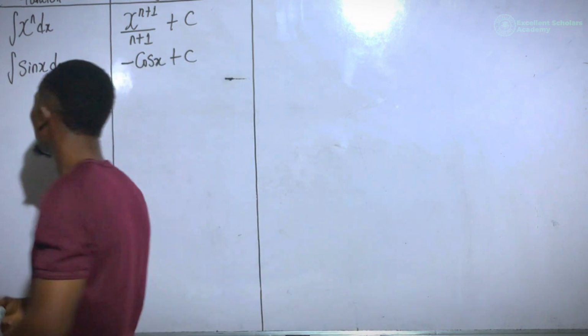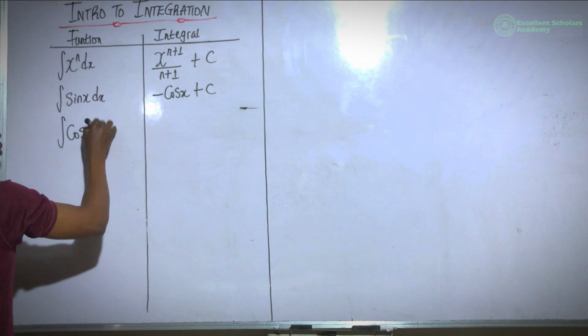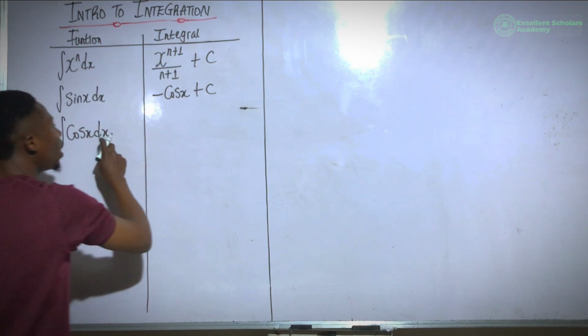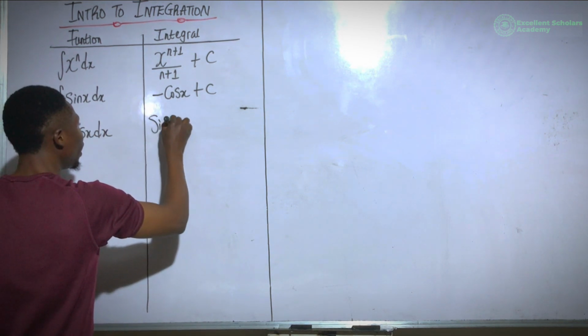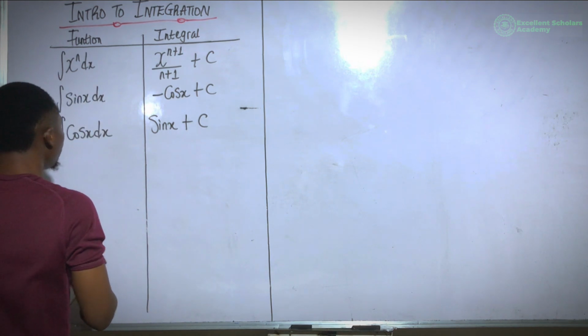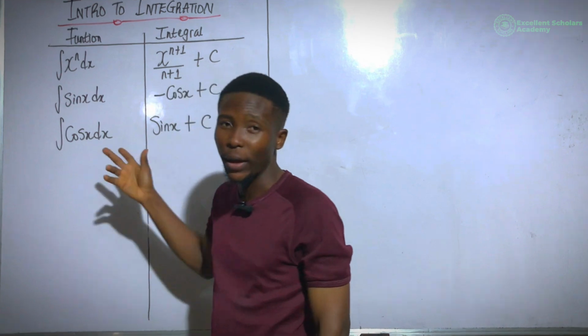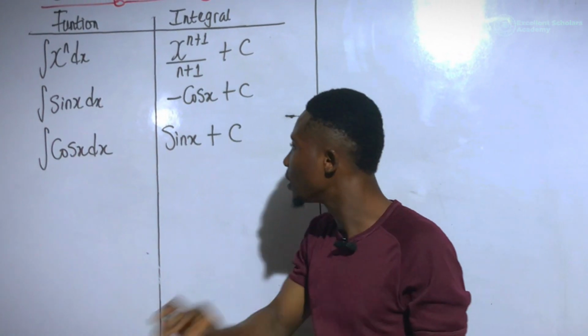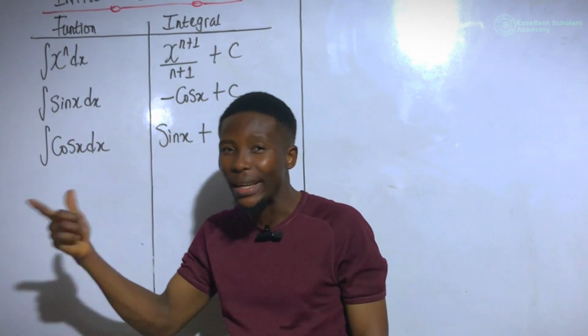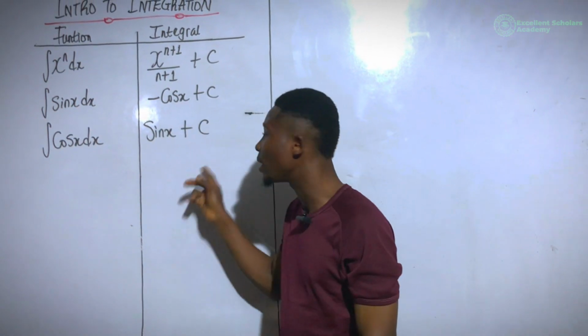So let's look at the next one. If you integrate cos x dx, you are going to have sin x plus a constant of integration. You integrate this, you're going to have this. Okay? Now, if you differentiate sin x, you're going to have cos x. But now, integrating cos x, you're going to have sin x.